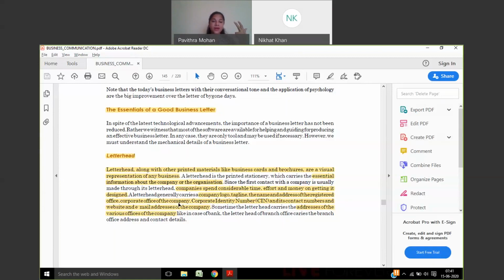MCA will provide a corporate identification number to every company that's being registered, be it an OPC company, a private limited company, or a public limited company. This CIN number needs to be provided, followed by the email address and also the contact number. So all these 5 things have to be provided.